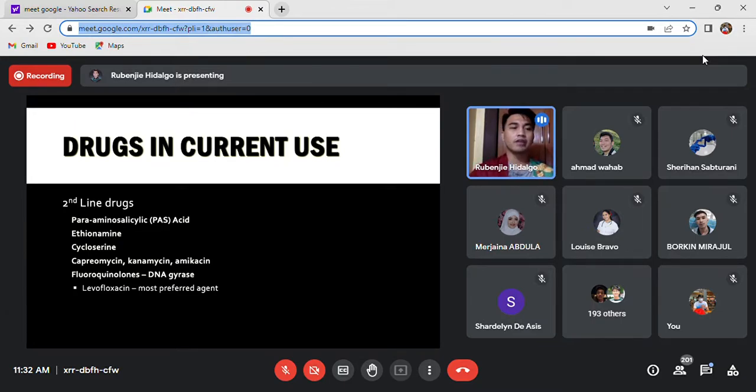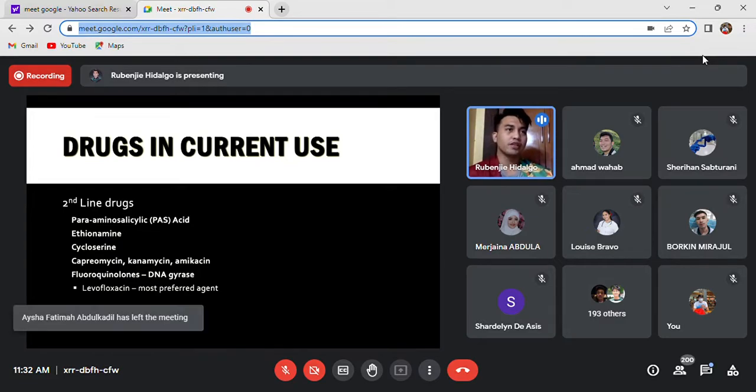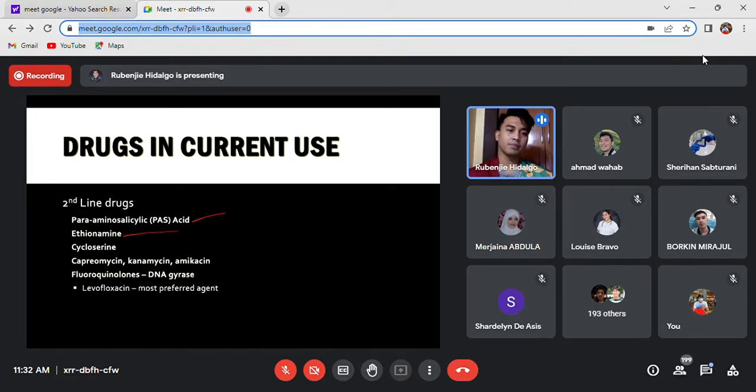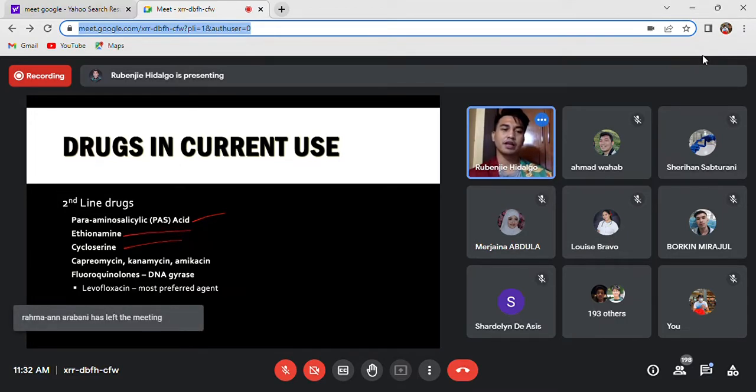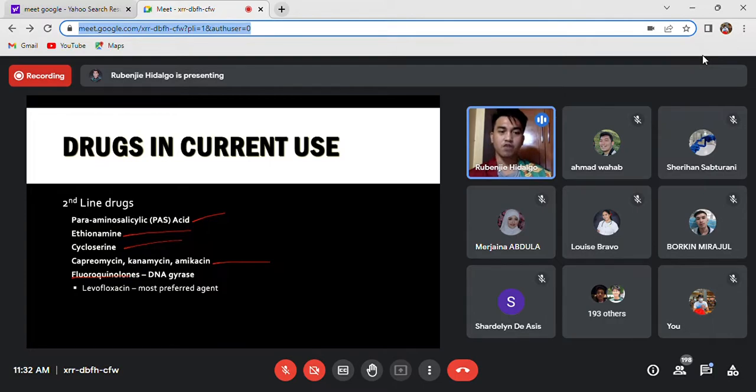So the following second line of drugs that can be used are this, mostly antibiotics na po siya. Pero the first choices for your treatment of pulmonary tuberculosis, the first line of drugs are your rifampicin, isoniazid, pyrazinamide, and ethambutol. Okay? So the second line drugs are the para-aminosalicylic acid or your PAS acid. You have the ethionamide, the cycloserine, the capreomycin, kanamycin, amikacin, fluoroquinolones, which is your DNA gyrase, and levofloxacin. So yan pong mga yan, those are your antibiotics. Second line drugs lang po ang antibiotics. Okay?